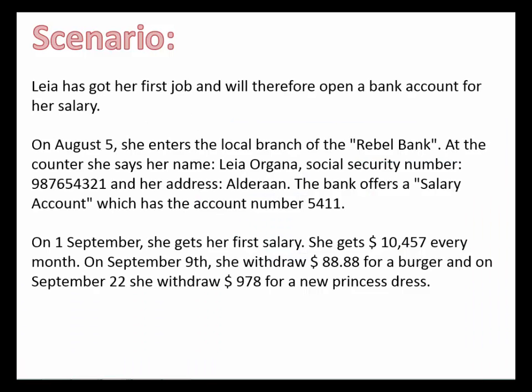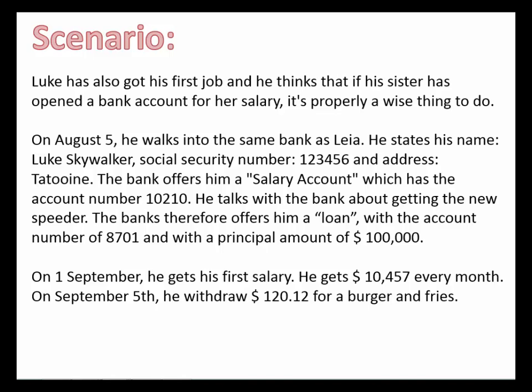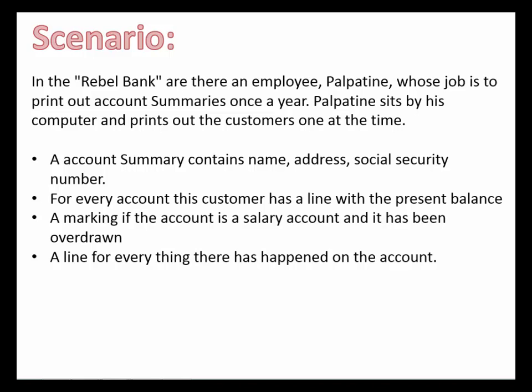The first scenario here is Leah. She has just got a job and wants to open a bank account for her salary. We have all the information we need here: social security number, address, and how she uses this account when she has it. In this next scenario we have Luke. Luke has also gotten a loan. He wants to buy something, so he has borrowed a lot of money from the bank. There's a little more detail in it, but otherwise it's pretty much the same. Today's last scenario is of a bank employee who has a job to do once a year. We have described it as well.